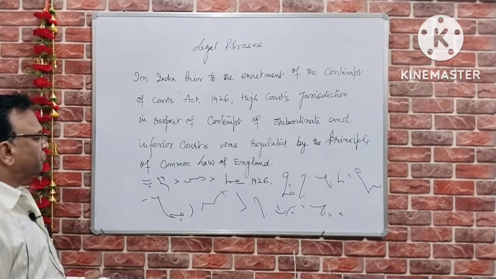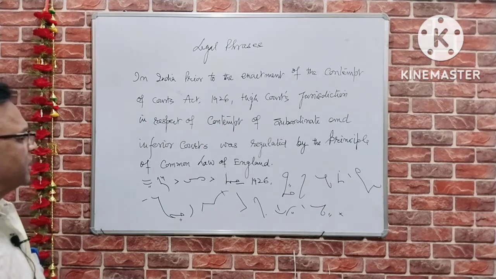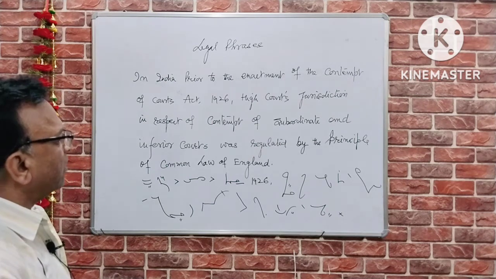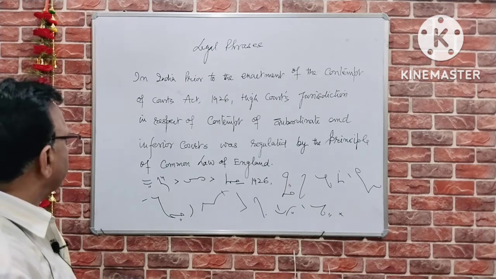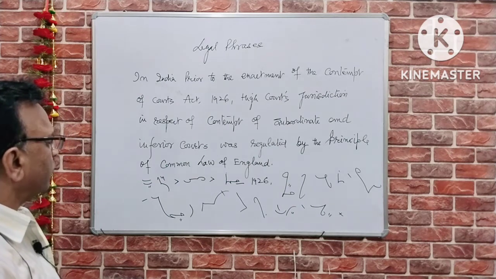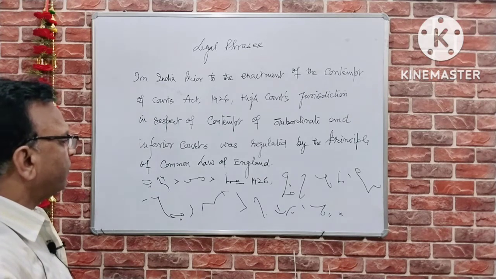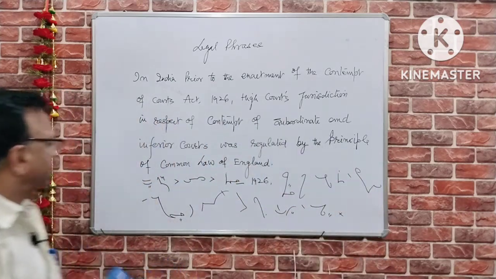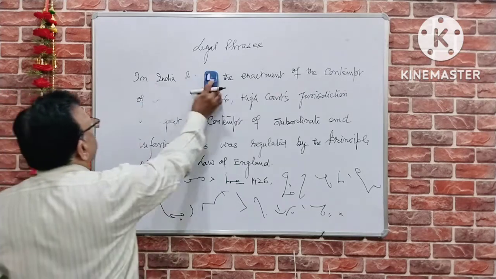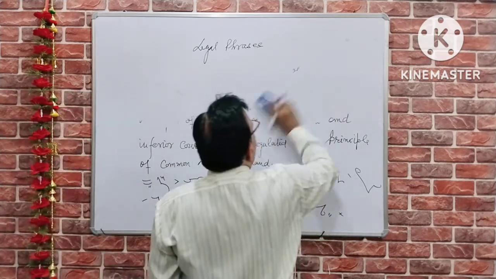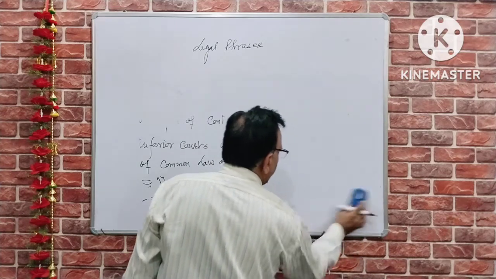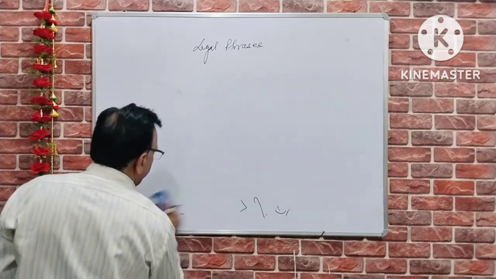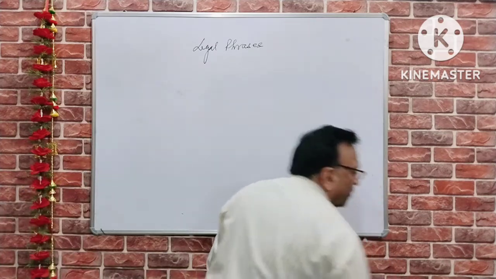Next, friends: in India, prior to the enactment of the Contempt of Courts Act 1926, High Court's jurisdiction in respect of contempt of subordinate and inferior courts was regulated by the principle of common law of England. Note this down, this is the same. Next point.